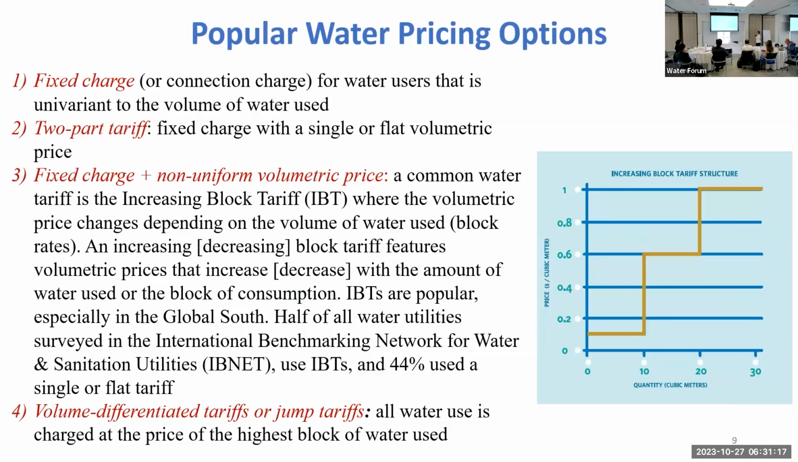There are lots of different water pricing options that can be employed and are employed right around the world. You have fixed charges, which is a connection charge. You can have a two-part tariff, which is a fixed charge plus a single or flat volumetric price. You can have a fixed charge plus a non-uniform volumetric price, often known as an increasing block tariff. This figure is illustrating a block tariff. It's incredibly popular and applied in a lot of countries around the world, especially in the global south. The idea is that as you use more and more water, you go to a different block and you're paying higher prices.